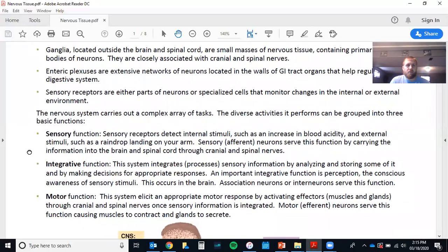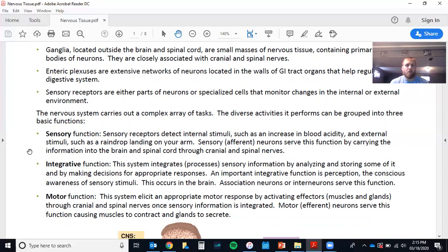And then sensory receptors are the final component, either parts of neurons or specialized cells that monitor changes in the internal or external environment. We have lots of them in our special sensory organs like our eyes and our ears and our tongue, monitoring those special senses. We've got a lot of them in our skin, detecting changes in temperature and when we're itchy and when we're cold and when we're hot. So lots of sensory receptors are located in all sorts of different places in our body.